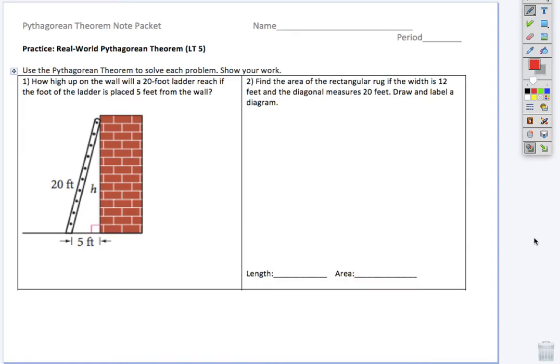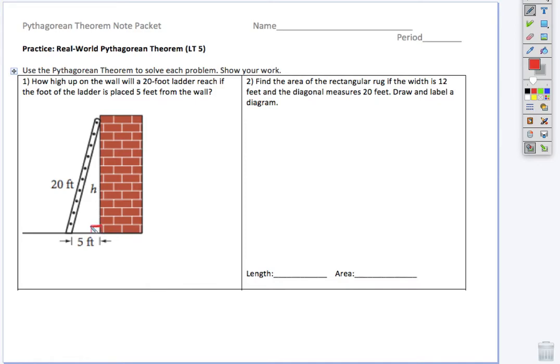All right, here's a video for you to check your answers on the practice page in your packet. First, we have another ladder similar to the first one in your notes. In this one, it says the ladder is 20 foot tall. It's placed 5 feet off the wall. We want to know how high it reaches up the wall.